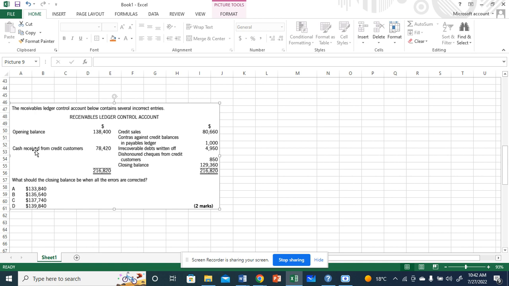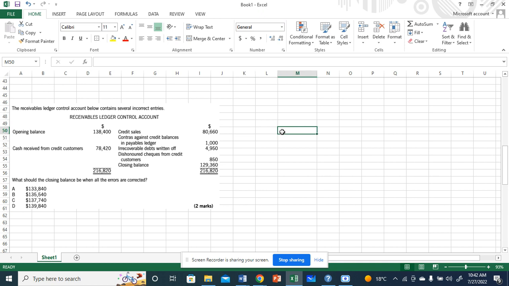Cash received from credit customers. Whenever our receivables pay, when your receivable pays you, you debit the cash account. Cash is an asset, so it increases with the debit. So you debit cash and you credit the receivable, because the amount they owe you is reducing. Decreasing an asset is credited. So the general entry for this one is you debit cash 78,420 and you credit the receivable 78,120. So this is not supposed to be here. It's supposed to be on the credit side.